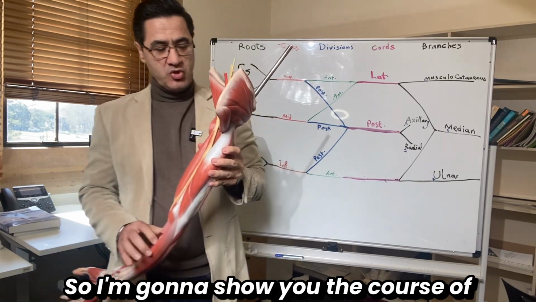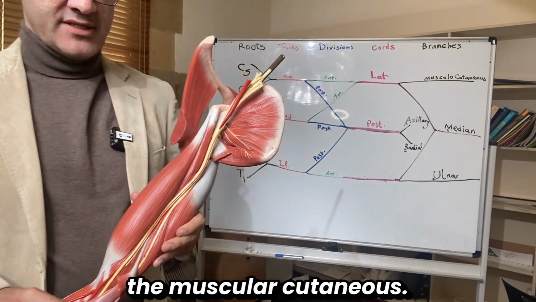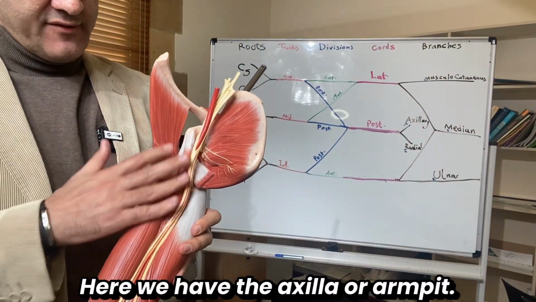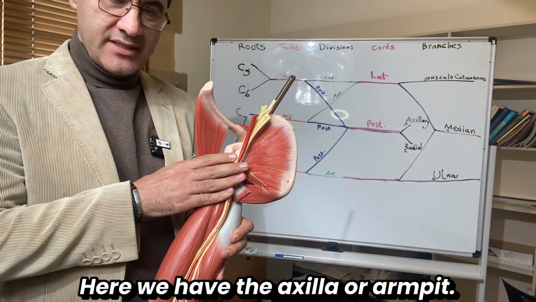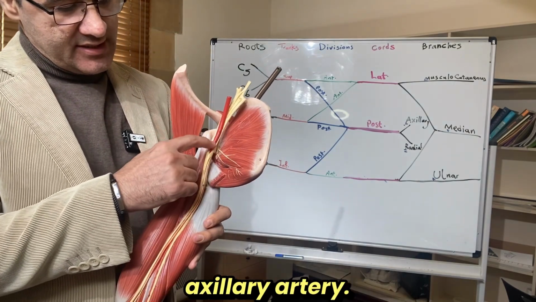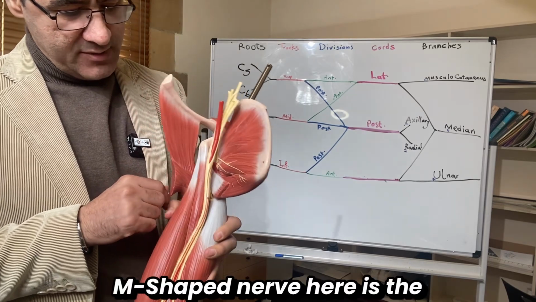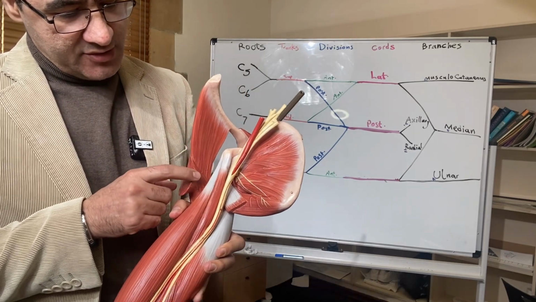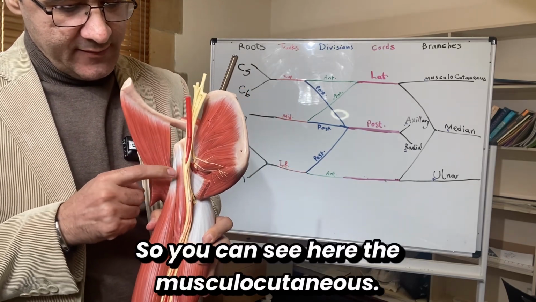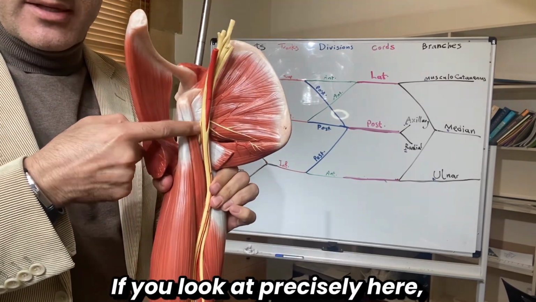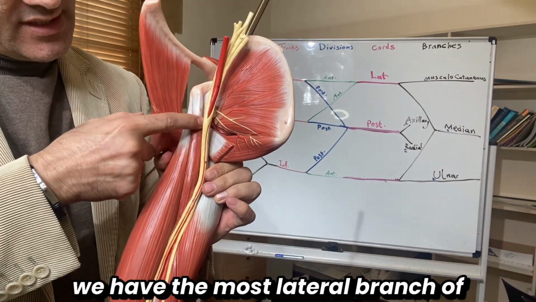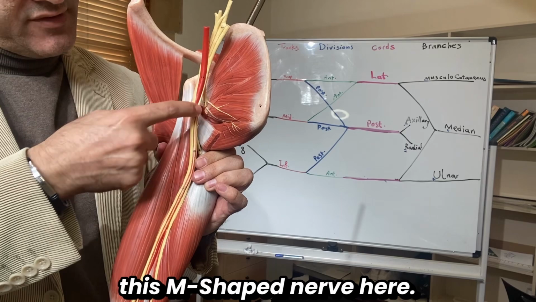So I'm going to show you the course of the musculocutaneous. Here we have the axilla or armpit. Within the axilla you can see the axillary artery, and the most lateral branch of this M-shaped nerve here is the musculocutaneous. If you look precisely here, we have the most lateral branch of this M-shaped nerve.